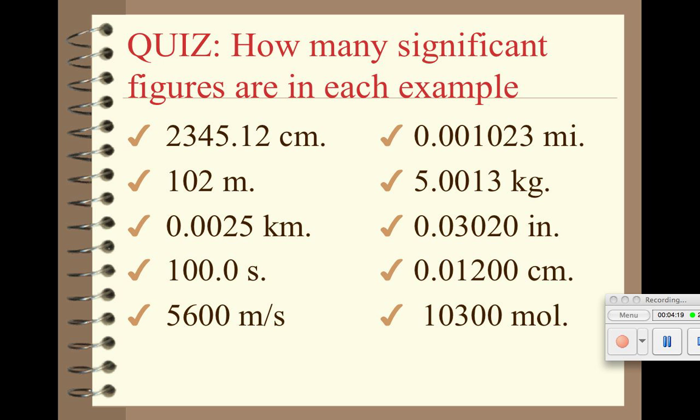Okay, so let's see how many significant figures we have in each of these examples. So in this first example, how many significant figures do I have? Right, I have 6 because I have no zeros. All non-zero numbers are significant. So in this case, all 6 of these numbers are significant. What about the next case here? Captive zeros are significant, so I have 3 significant digits here. In this case, right, leading zeros are never significant, so I only have 2 significant figures here.